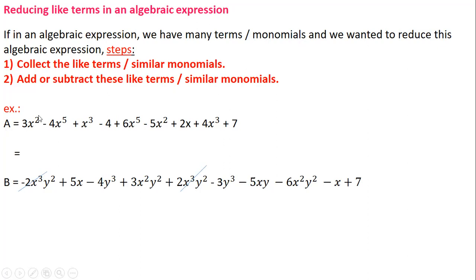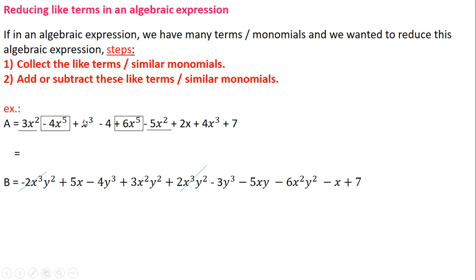For example, 3x squared minus 4x^5 plus x cubed minus 4 plus 6x^5 minus 5x squared plus 2x plus 4x squared plus 7. Here, first I should collect the like terms or the similar monomials. Here in the first monomial, I have x squared. In this monomial, minus 5, I have x squared. So this term and this term are like, I give them the same marks, which is a line. Now, here we have x^5 and here we have x^5. So these two are like. Also, I give them the same mark, which is a box, as we collected before.